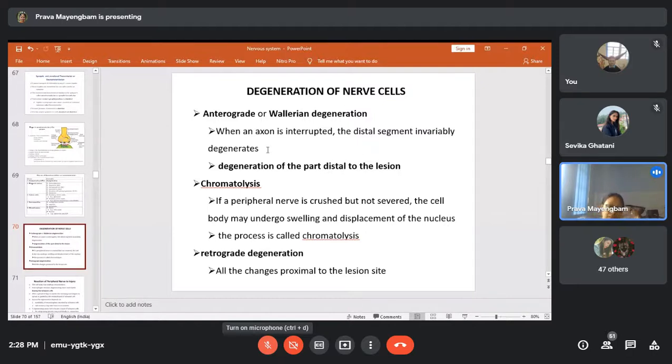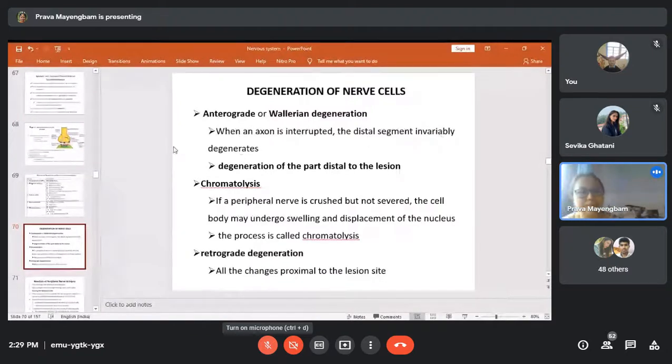That is, degeneration of the nerve cells occurs by 3 modes. Okay, one is the anterograde degeneration, that is also called Wallerian degeneration. Another mode of degeneration is through chromatolysis, and another way is the retrograde degeneration. Okay, so anterograde degeneration or Wallerian degeneration means when an axon is interrupted, the distal segment invariably degenerates.